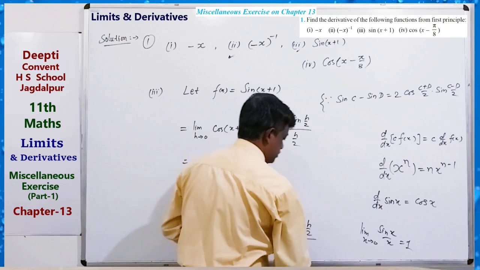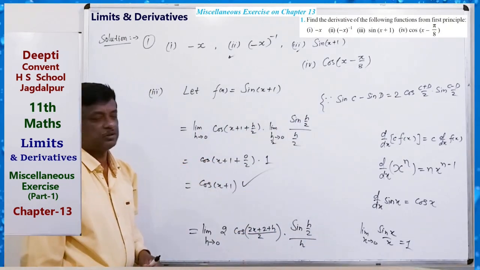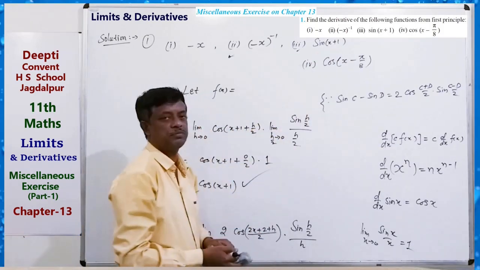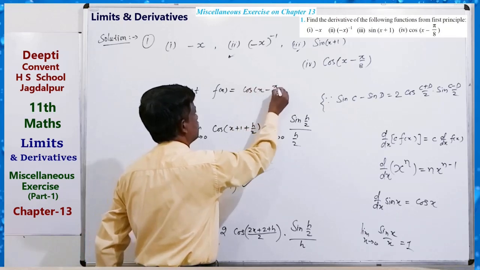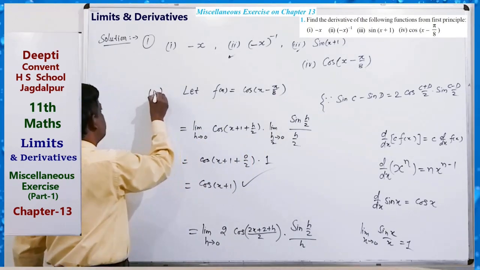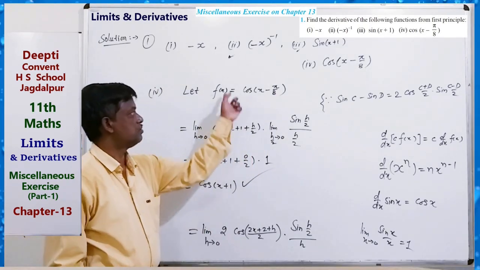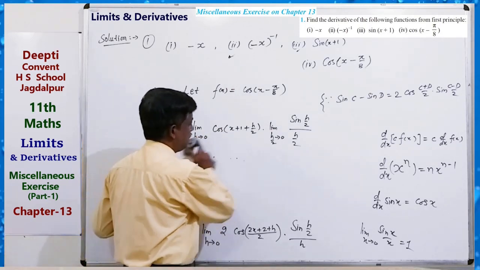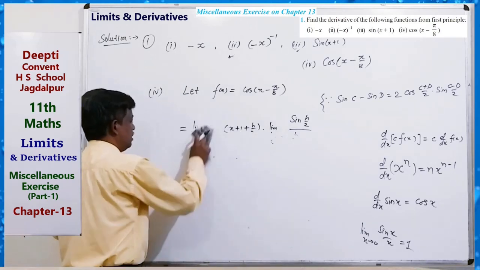Okay, a similar process you can do with cos(x - pi/8), because let us suppose that f(x) equals cos(x - pi/8). In case of the fourth, you can use the first principle formula. Here the cos C minus cos D formula will be used. Clear? So this is the first principle method for finding derivatives.